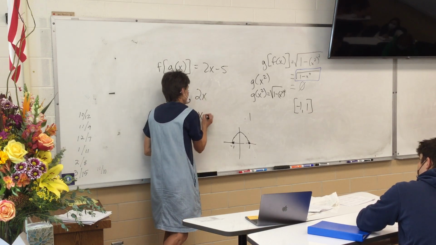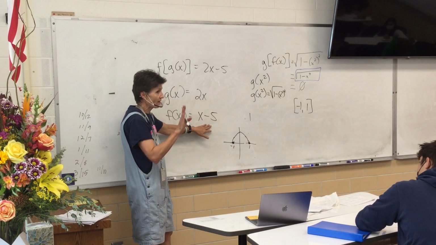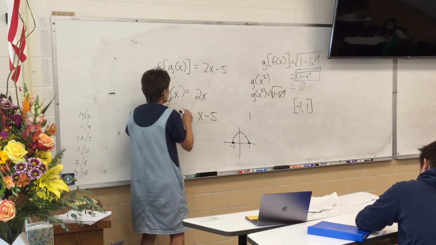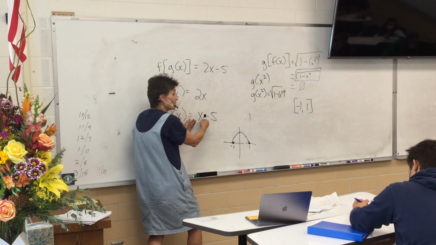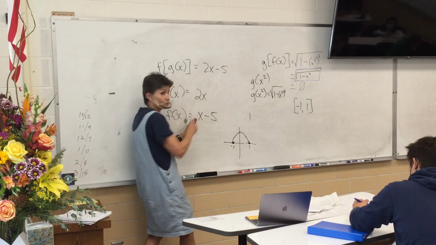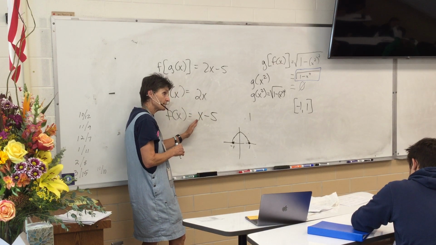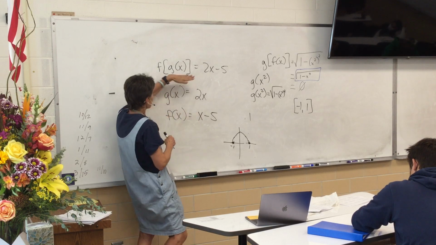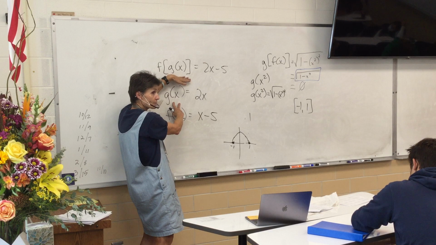Subtract 5. Now, sometimes kids will say 2x minus 5. That's wrong. Remember, you take this and plug it into here, right? So when I plug 2x into here, I'll have 2x minus 5, which is my answer. Another thing kids might do wrong is put them in the wrong order. If it says f of g, then you've got to do g first.